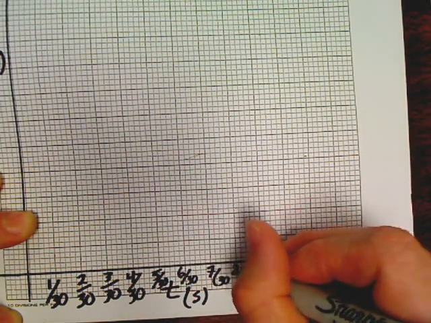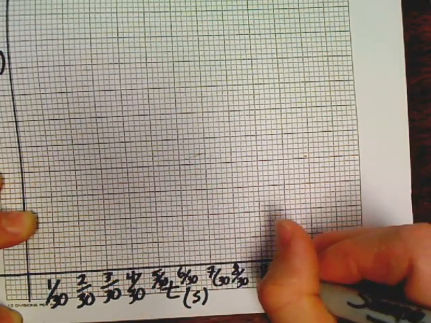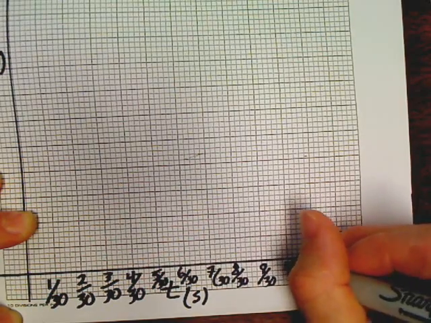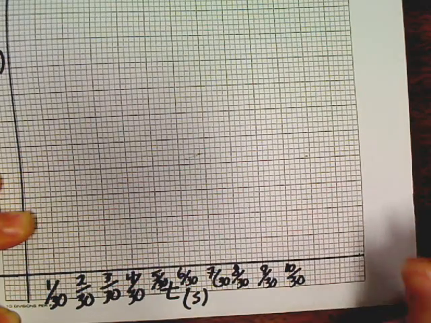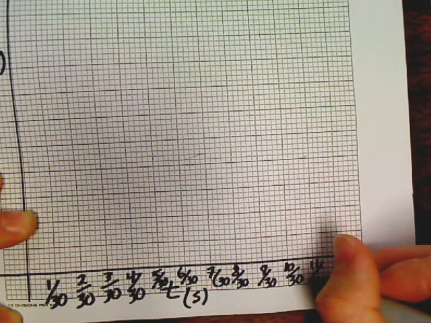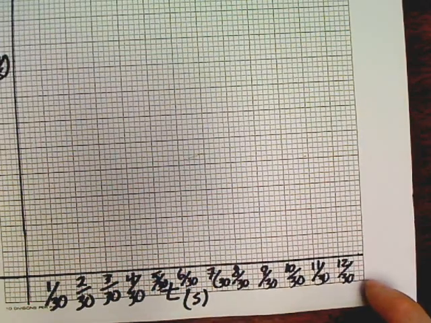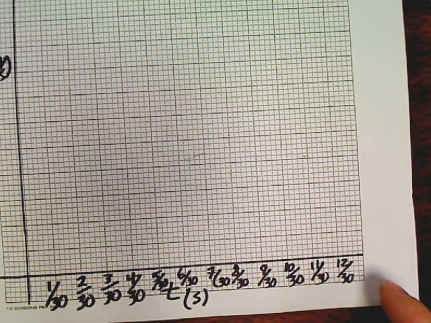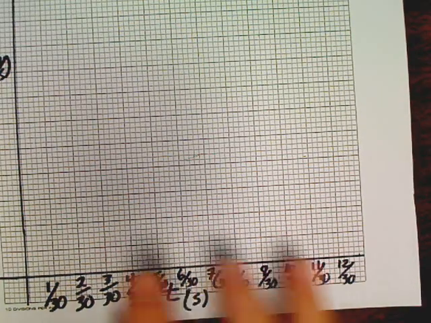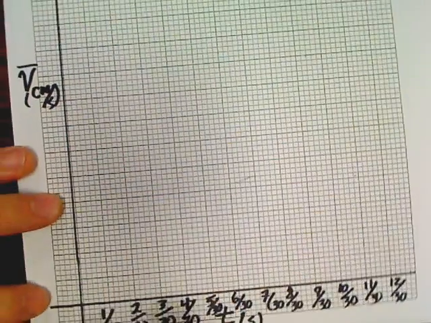Where are we? 8/30ths, 9/30ths, 10/30ths. Yes, I know it's a third. 11/30ths. 12/30ths. And if I went to the edge of the paper, it'd be my 13/30ths mark by the time I get to there. But now, what about our axis going up?